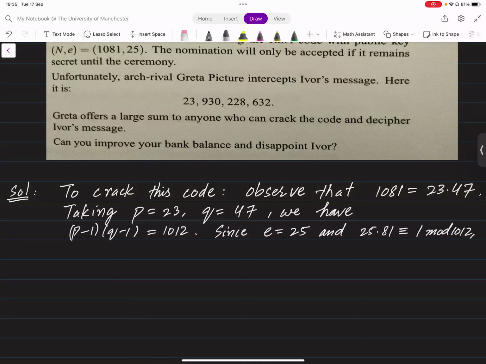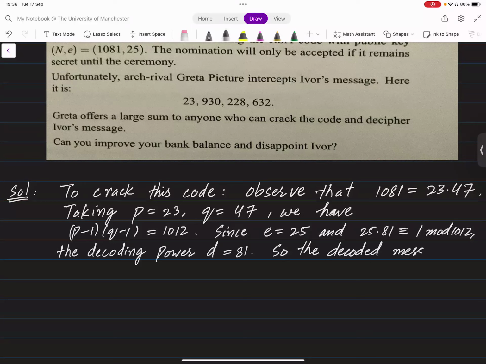the decoding power D is 81. So the decoded message starts with the 23rd power... 161 to the power 81 mod 1081, which is nothing but 161.